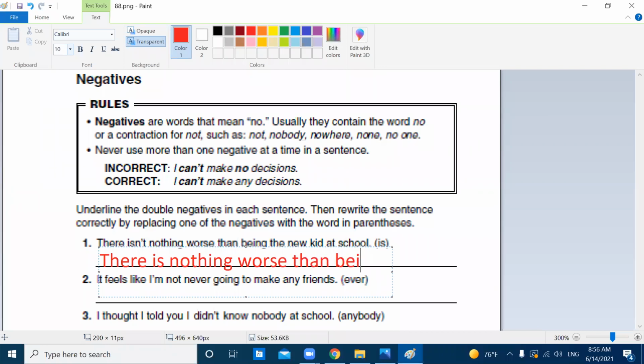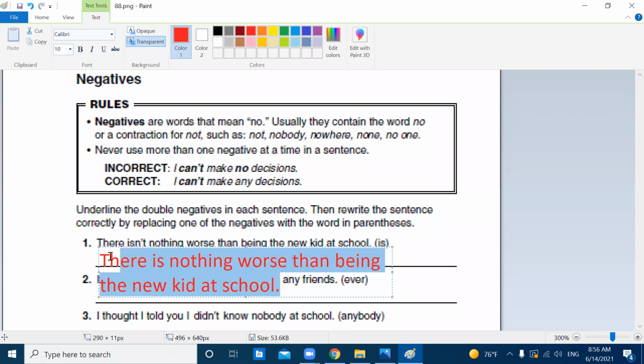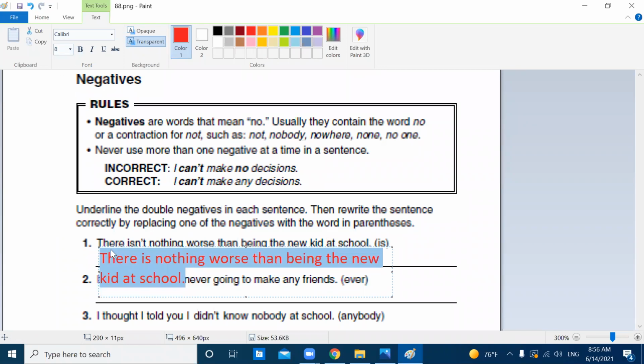Be sure you are writing the answers on your sheet as we go. There's nothing worse than being the new kid at school. Still very long. There we go. Okay. Thank you very much, Tia.